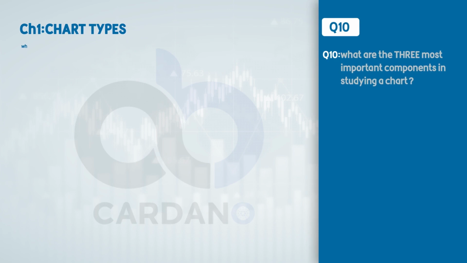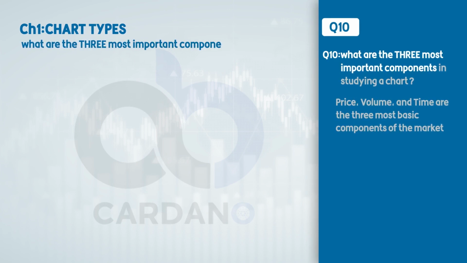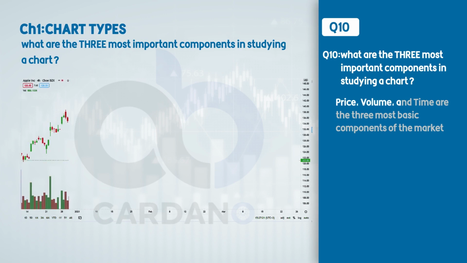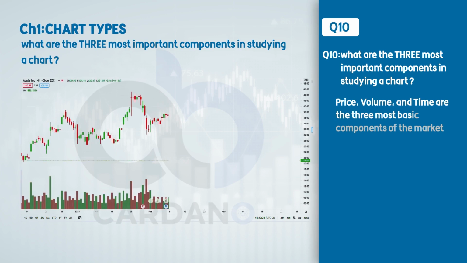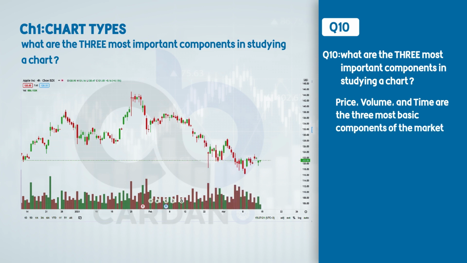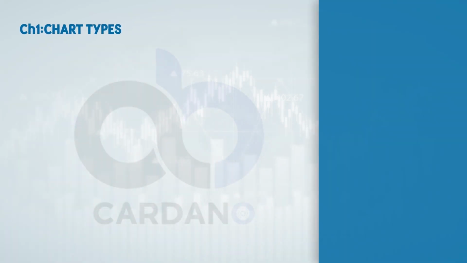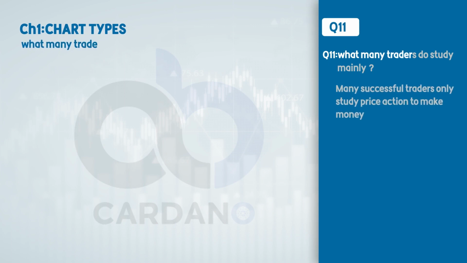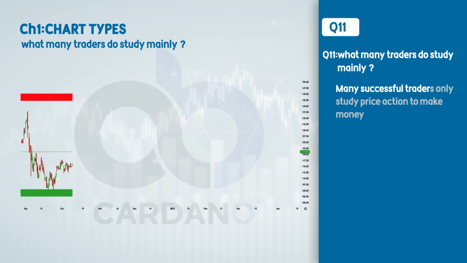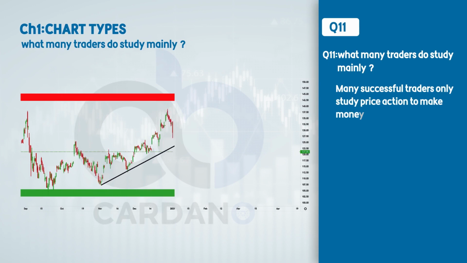Question number 10. What are the 3 most important components in studying a chart? The answer is, price, volume, and time are the 3 most basic components of the market. Question number 11. What do many traders study mainly? The answer is, many successful traders only study price action to make money.